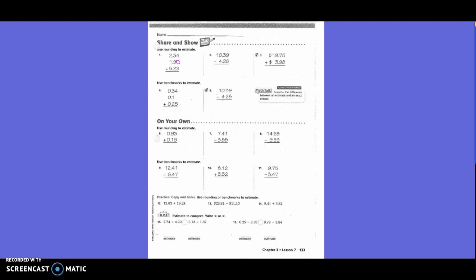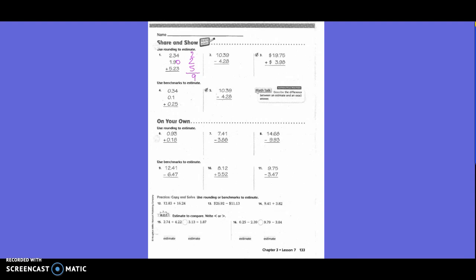2, because 3 is below 5, right? Yes. 1 and 90 hundredths, would I round it to 1 or 2? 2. 5 and 23 hundredths, would I round it to 5 or 6? 5. So 2 plus 2 plus 5 is 9. So this is going to have to be somewhat similar to the one on the left, right?